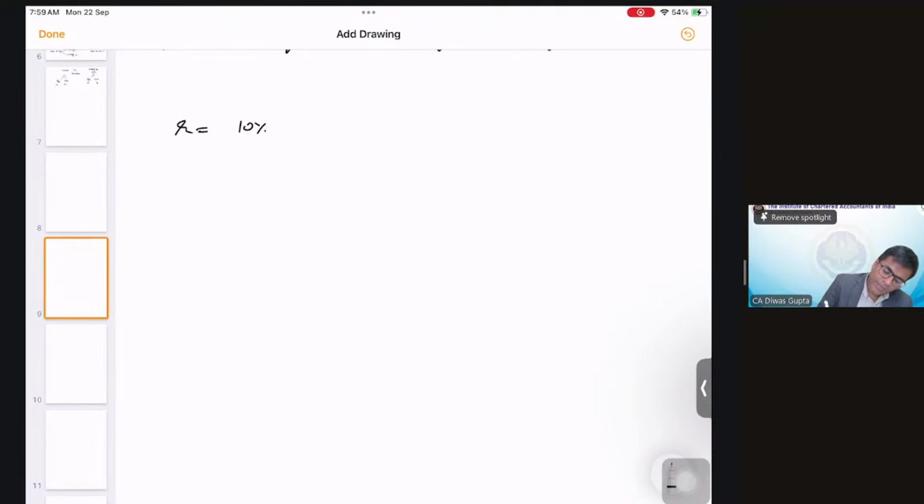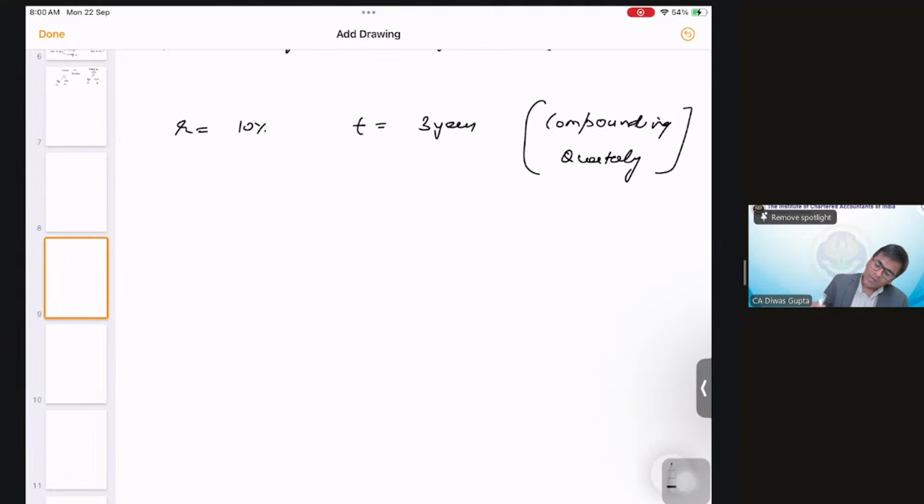Perfect. So let's take now different examples just to corroborate this understanding. R is equal to 10%, T is equal to 3 years, and compounding is quarterly. Now tell me, what will this formula look like? A is equal to P, 1 plus. Now tell me, students, R I should put 10 here. Yes, sir, 10%, divided by 4, quarterly. Okay, perfect. 10 divided by 4, which is quarterly.